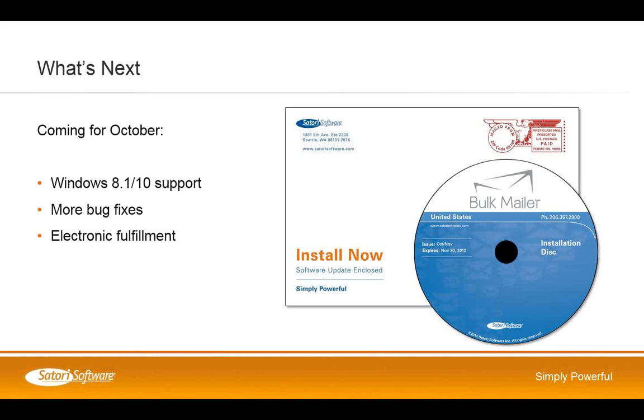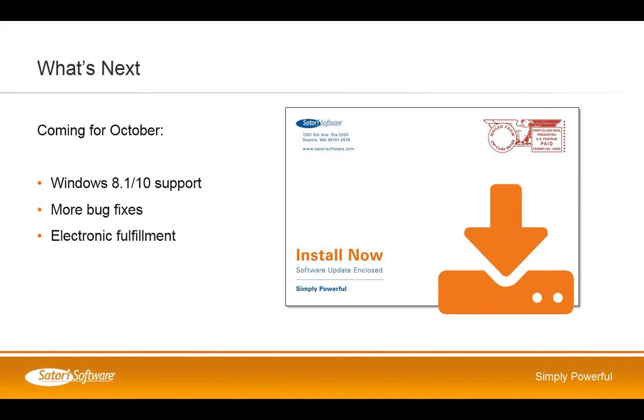But starting with the October release, it is going to be the last release where we physically ship a disk as the default fulfillment mechanism. By default, you'll be getting that email, and you'll be able to download directly from that email, and then you'll be able to go from there.